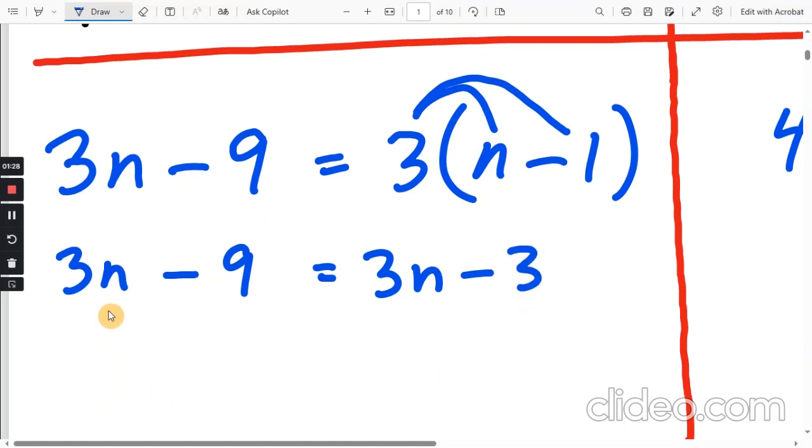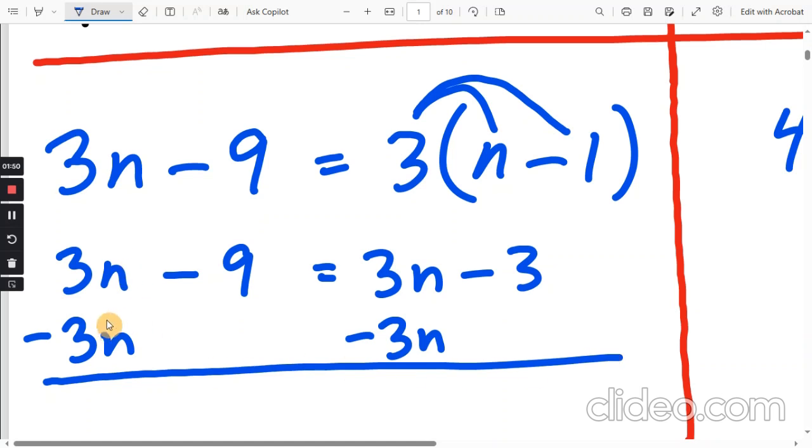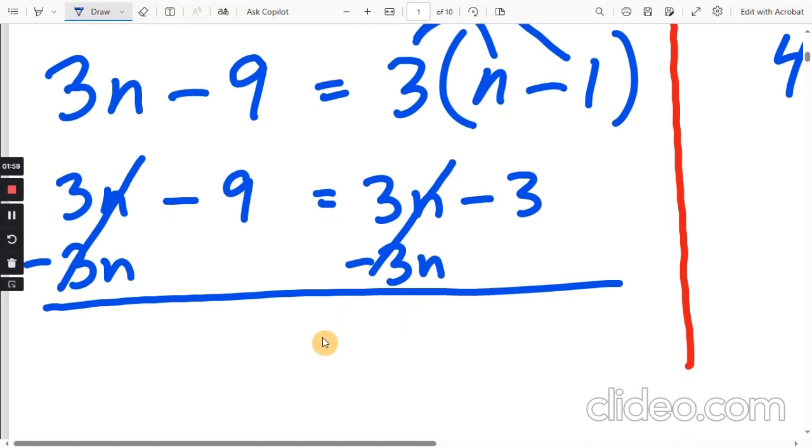Okay, now we want to collect variables on one side, and we want to collect numbers or constant terms on the other side. All right, so let's bring the variables to the left. Here is a positive 3n. The opposite of positive 3n is negative 3n. You want to do the same thing to both sides of the equal sign. 3n minus 3n is 0, that cancels. 3n minus 3n, again, that's 0, that cancels. Bring down your equal sign. Okay, and bring down the numbers. Here we have negative 9, and here we have negative 3.